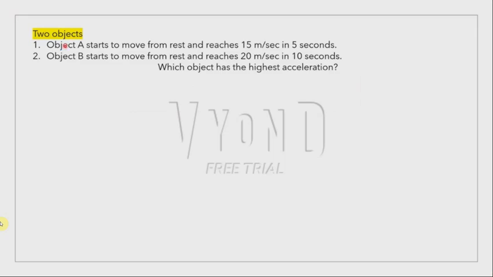We have an example now on how to calculate acceleration. We have two objects. Object A starts moving from rest and reaches the speed of 15 meters per second after 5 seconds of movement. And we have another object, object B, which also starts to move from rest and reaches a speed of 20 meters per second after 10 seconds. The problem asks which object has the highest acceleration. This means we are going to solve this problem in two steps.